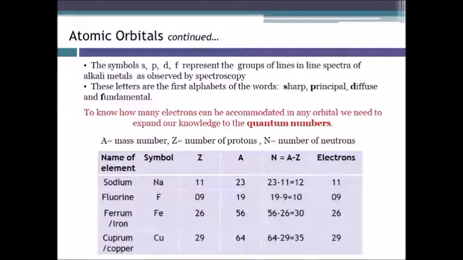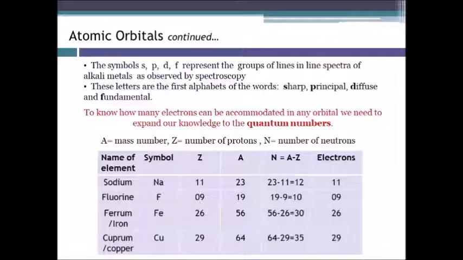To know how many electrons can be accommodated in any orbital, we need to expand our knowledge to the quantum numbers. Now, before we go on to the quantum numbers and what they are, we shall have a quick recapitulation of mass number, proton number, and number of neutrons. Mass number denoted by A, proton number denoted by Z, and the number of neutrons denoted by N.